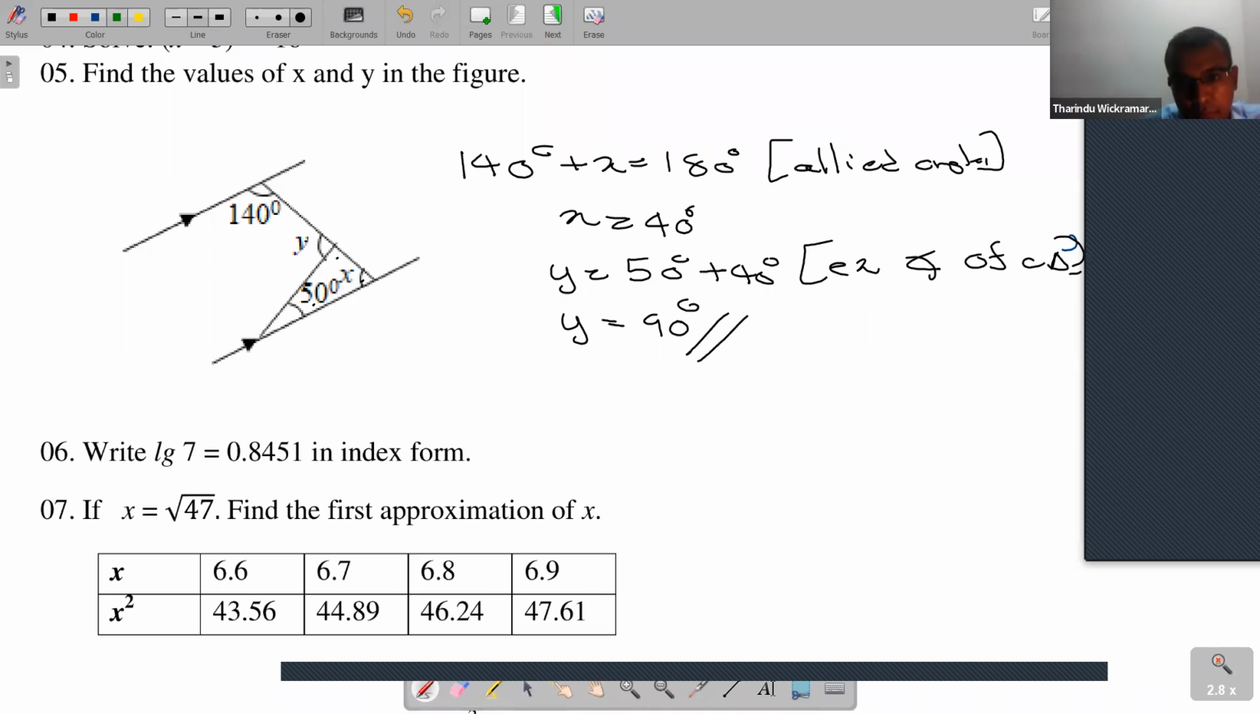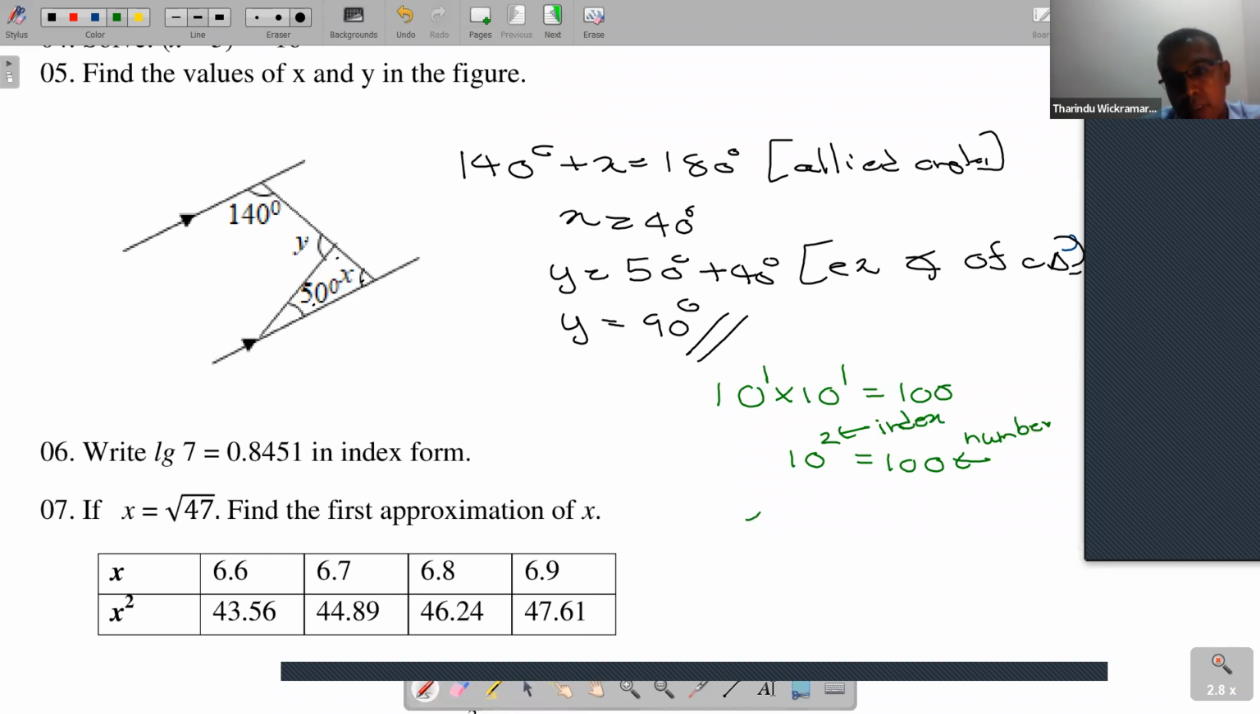So how to write this? You can write 10 into 10. You know that is 100. That means 10 into 1, 10 here, another 10 here. 10 squared is 100. So we call this the number or the value. This is the index. So logarithm of a number is equal to the index. This is the base. We can write the base after that. Right? So log10 we can simply say as lg.